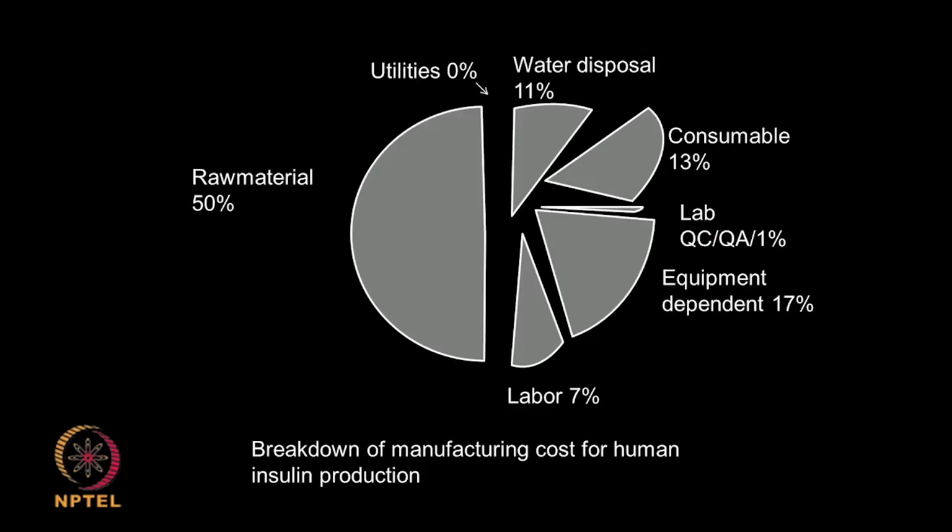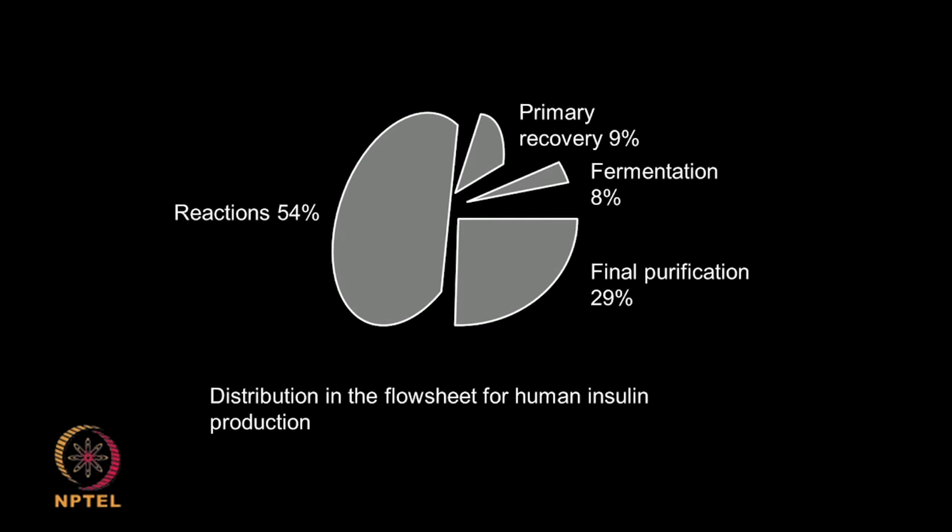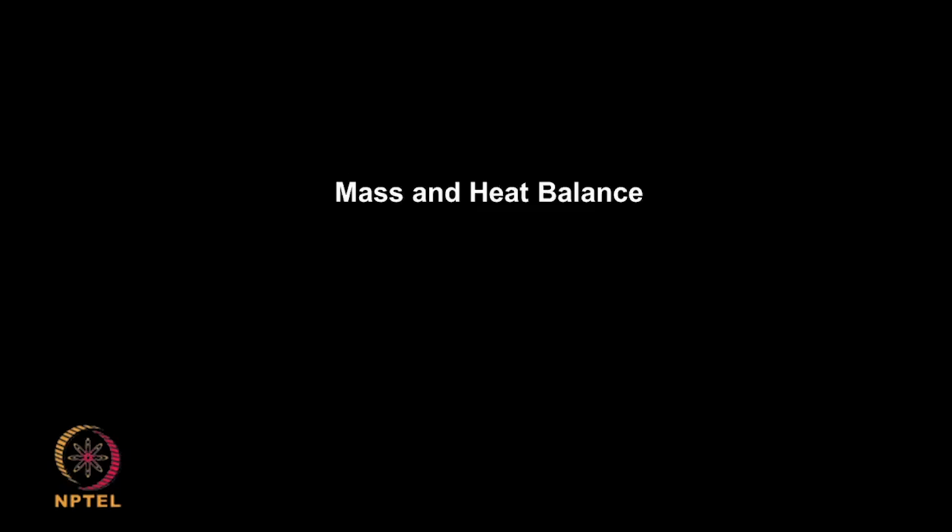Okay. So, if you look at the breakdown of cost, 50% is raw material and the rest is related to the equipment dependent cost, which is 17%, consumable is 13%, waste disposal, that means environmental remediation, is 11%, labor is 7%. Okay. So, if you break down the distribution of cost, reaction is 54%, primary recovery is 9%, final purification is 29%. So, the downstream primary as well as the final purification will contribute almost 38% of the total cost of your product. Okay. So, what am I trying to tell?